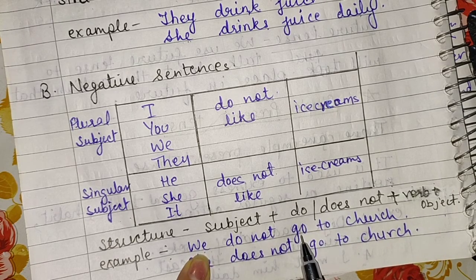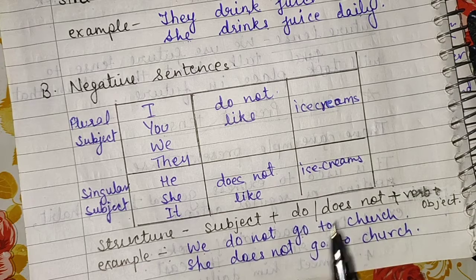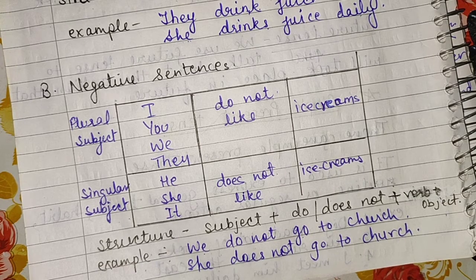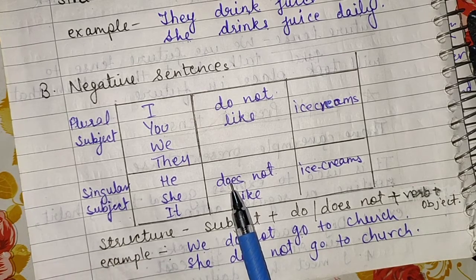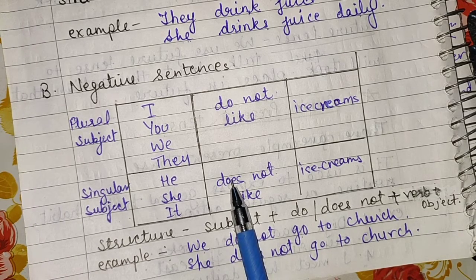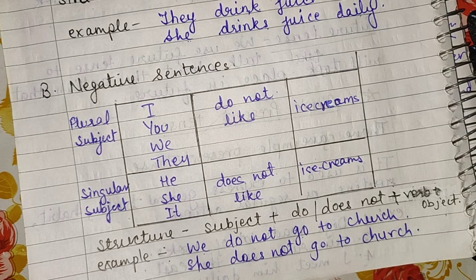Now the verb will be in the first form only. In the positive sentences, we were adding s to the verb when we were using singular subjects, right? But whenever you are using do or does, you will not use s with the verb. You will write just the verb without s.